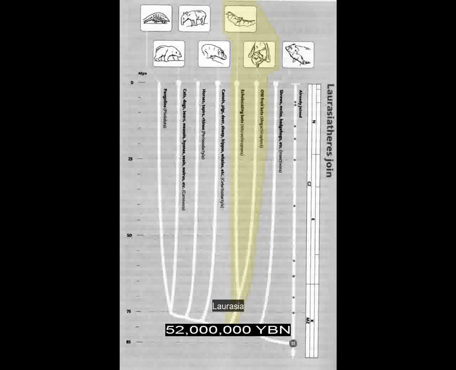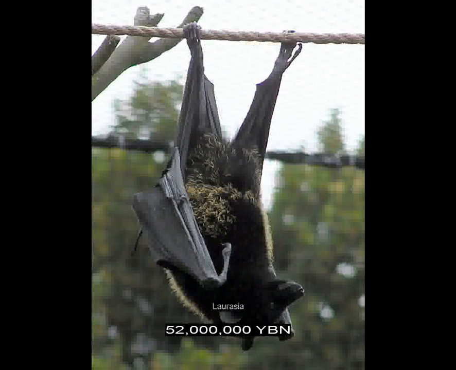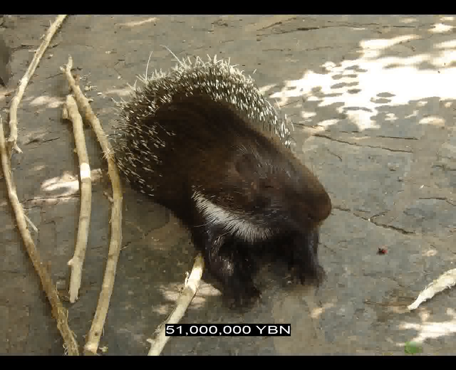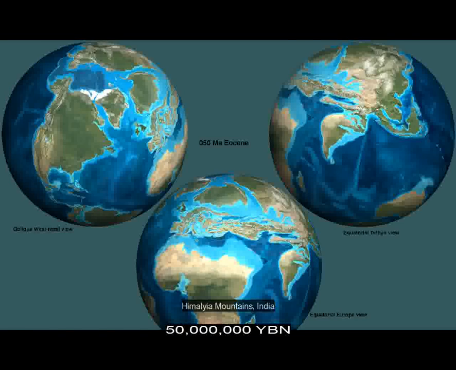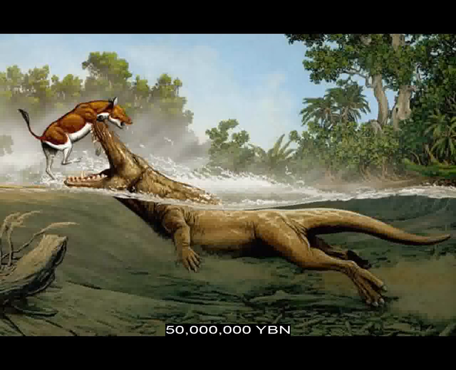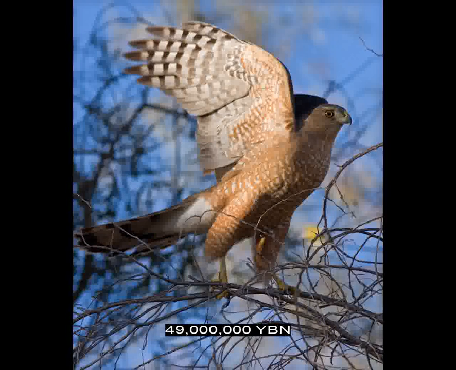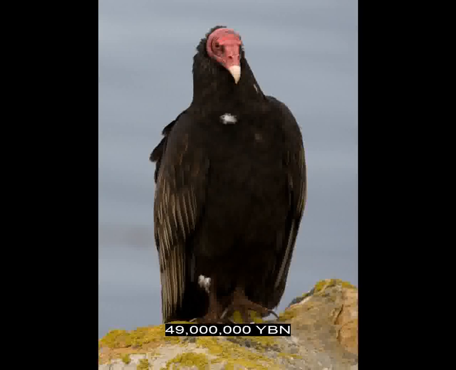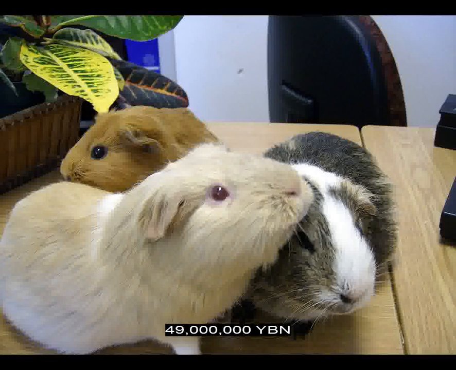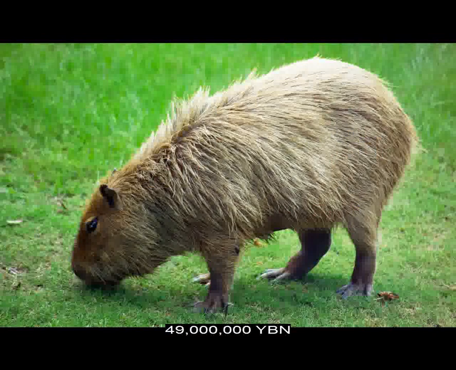The Laurasiatheres Chiroptera evolve, the ancestor of fruit bats and echolocating bats. The rodents Old World porcupines evolve. The Himalayan mountains start to form. The early whale Ambulocetus evolves. The birds Falconiformes evolve, the ancestor of falcons, hawks, eagles, and Old World vultures. The rodents New World porcupines, guinea pigs, agoutis, and capybaras evolve.